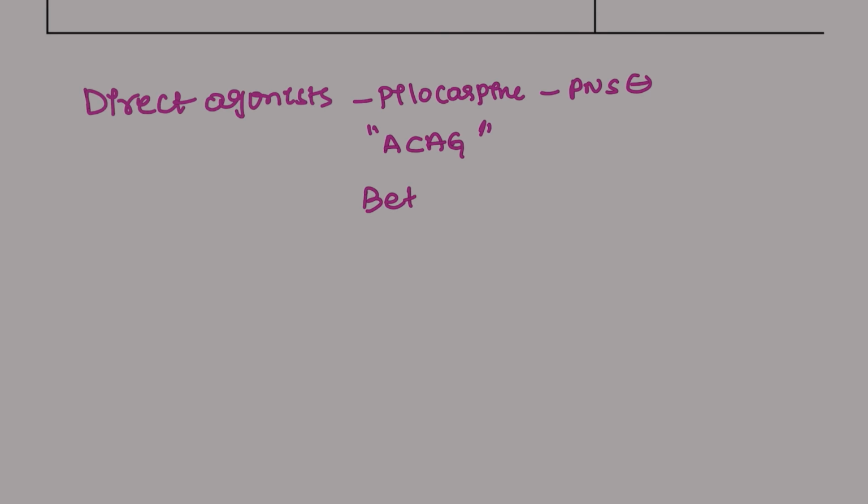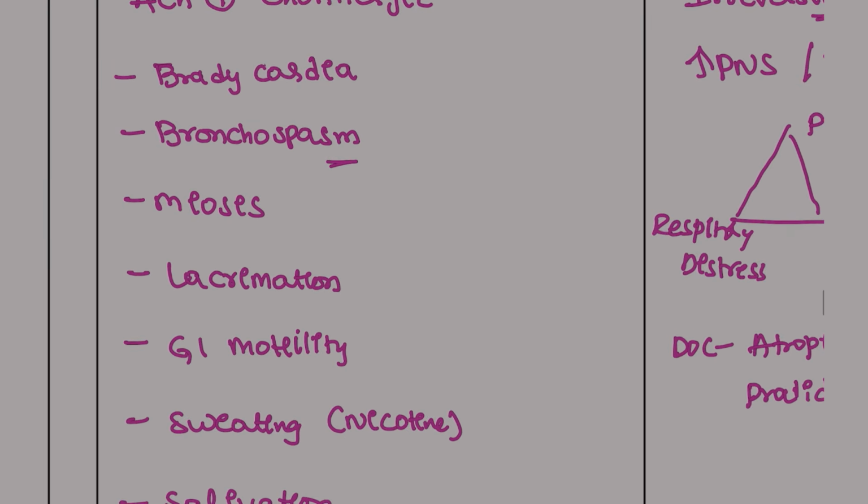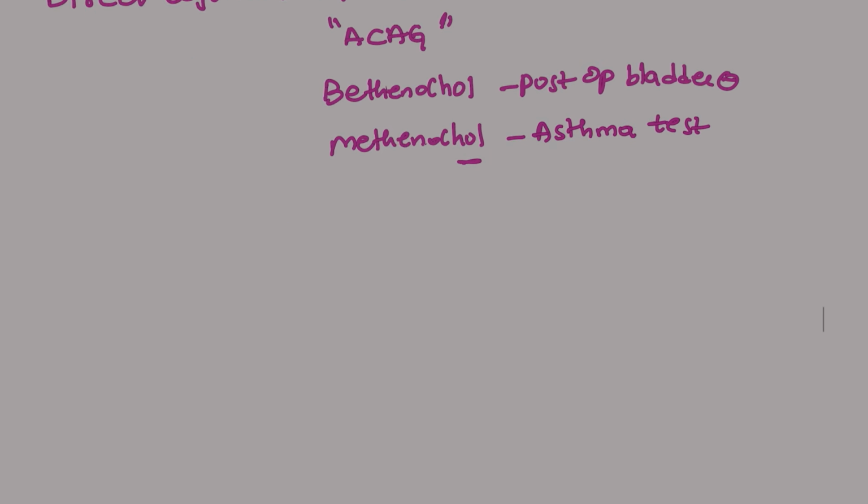Next, bethanechol. So bethanechol is used for the post-op bladder. So those who are having the post-operative bladder, like retention of the urine, there I can use this bethanechol. And also methacholine. Methacholine, actually what I said, it is causing the bronchospasm. So methacholine is used for the asthma patients testing. So if I give the methacholine, they're having the bronchospasm, so they are likely to have the condition of asthma. So this is for the testing.